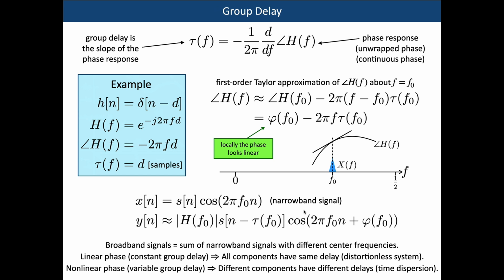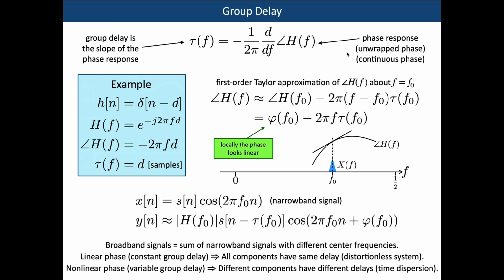Now, after phase response, there are a few things that can be derived from the phase response, and one of these is called the group delay. It's denoted by tau, and it's a function of frequency, so it's tau of f. It is equal to the negative derivative of the phase divided by 2 pi, because we want the units of tau to be in samples. So it's essentially the slope. The group delay is the slope of the phase response.